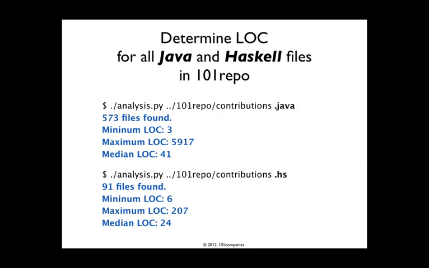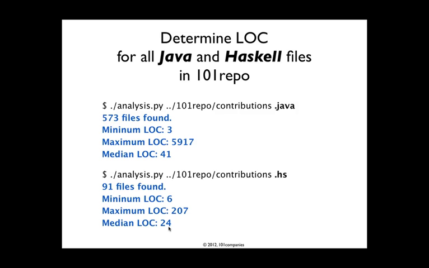So this is the kind of thing we want to do. I assume that we have some script here called analysis. And this script is supposed to somehow drill into the contributions directory, look for Java files or for Haskell files, and then we will get reported some numbers like the minimum lines of code for all the Java files, the maximum lines of code, and the median. So look at this. For example, we have that the median lines of code metric for Java is 41 in the repository, whereas it is 24 for Haskell.